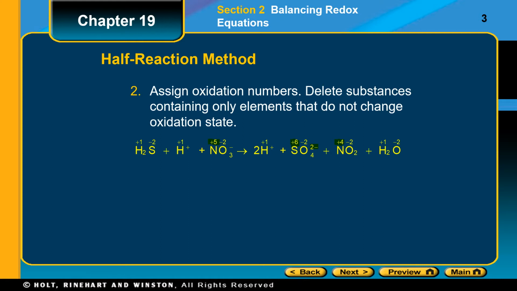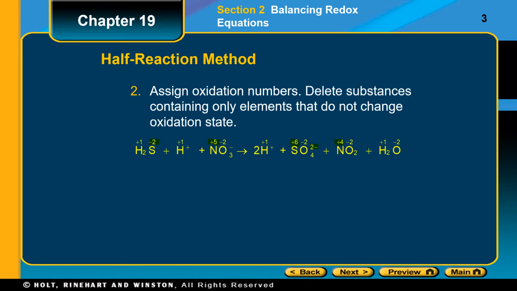As we look through here, we can see that sulfur has changed from a minus 2 to a plus 6, and nitrogen has changed from a plus 5 to a plus 4. So those are the things that have changed. And as we set up here, we're going to delete the substances that contain only elements that do not change. So we're going to take out the things that don't change. We can take out the hydrogens because they're not changing, and water and oxygen. Oxygen's not changing. We could take out the water.